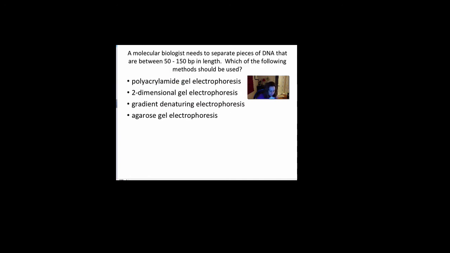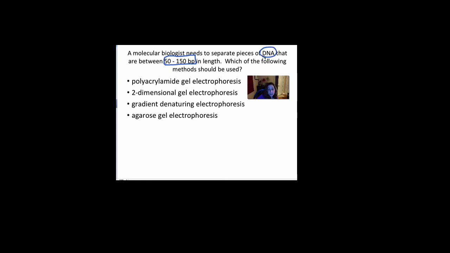Our last question that we're going to go over: a molecular biologist needs to separate pieces of DNA that are between 50 and 150 base pairs in length. So that's the key part of this question. Which method should be used? Okay, so you're looking at the answers here. The one thing you'd immediately want to decipher when you're thinking about the size of a nucleic acid and what to run on is, the first thing, what type of product are you running?